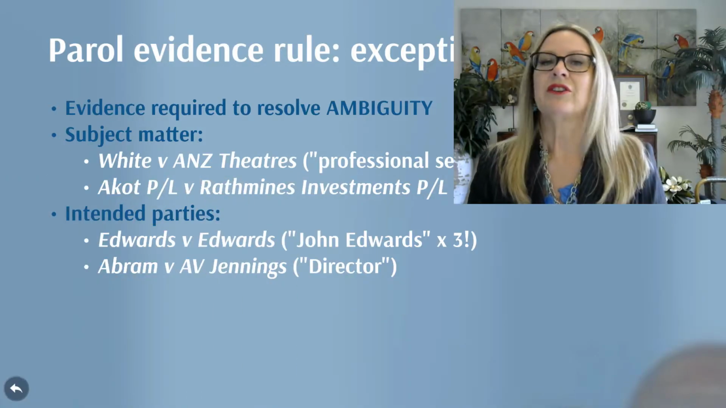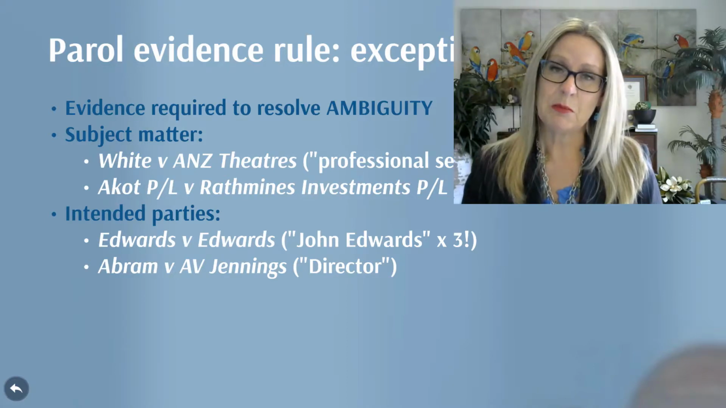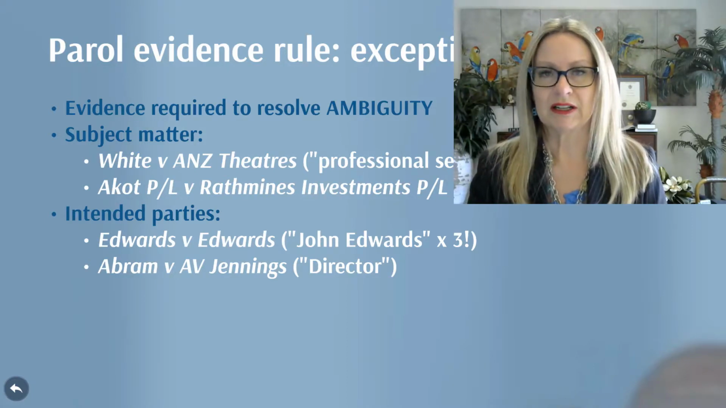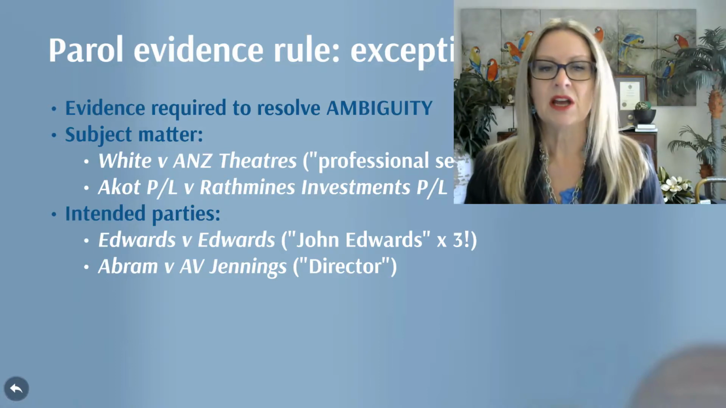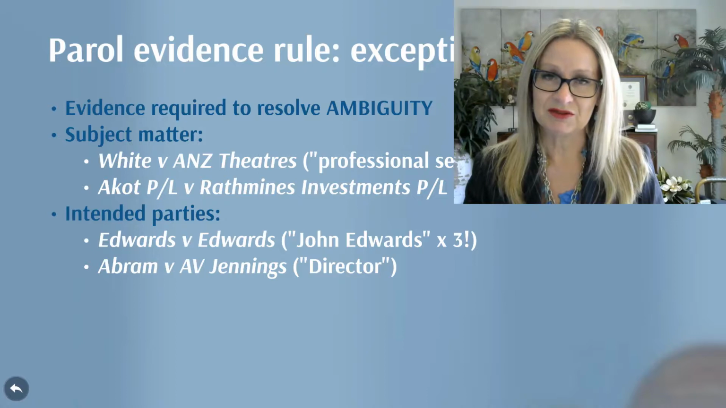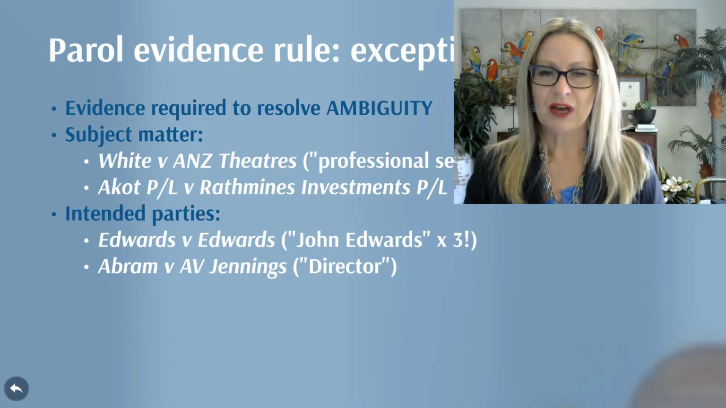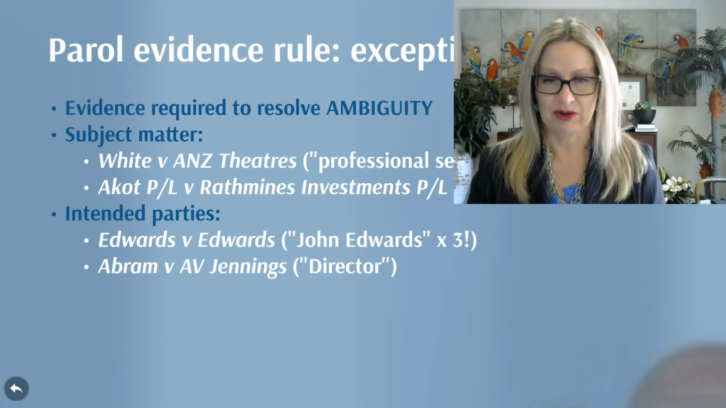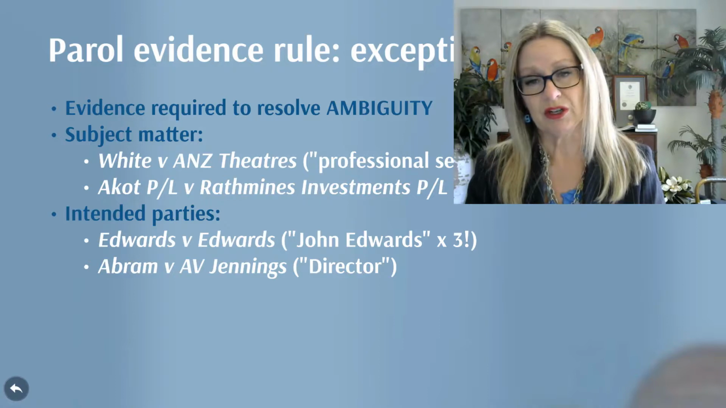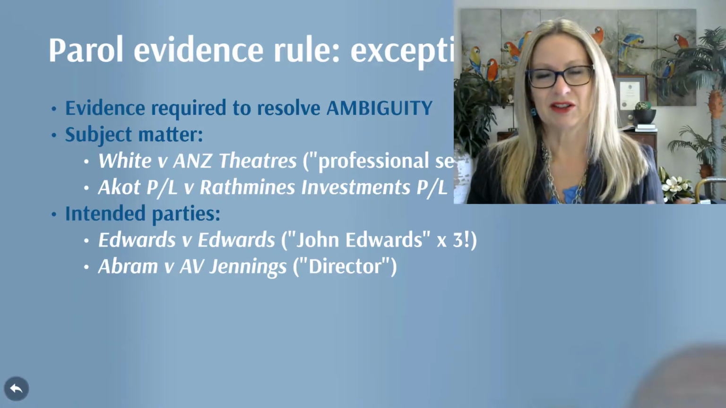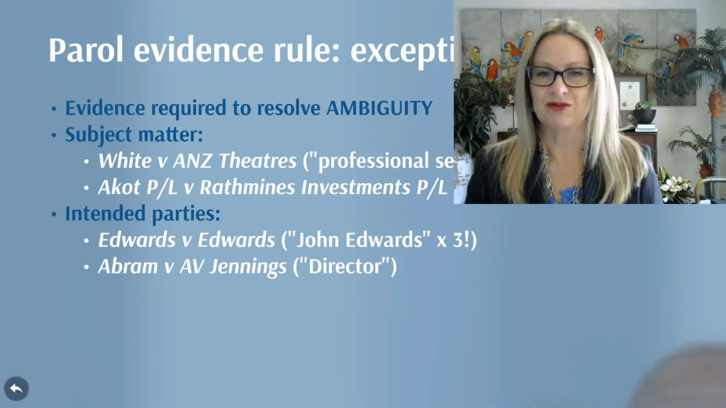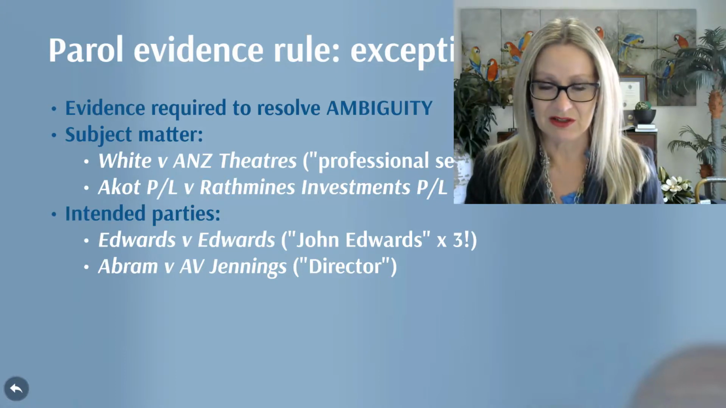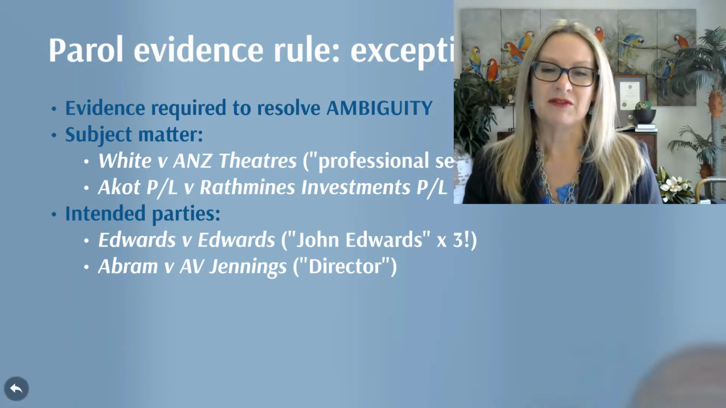Also, where you've got a lack of clarity around another one of the big 3 Ps, the parties to the contract, then the court more than likely will let in some evidence to fix up any problem there with clarity. Edwards and Edwards, we had a deed that gifted some property to a John Edwards. The problem was that the deed referred to 3 different John Edwards and was signed by a John Edwards Jr. And so obviously the court let the evidence in there to point to the particular John Edwards that was intended to be the recipient. Abram and A.V. Jennings.